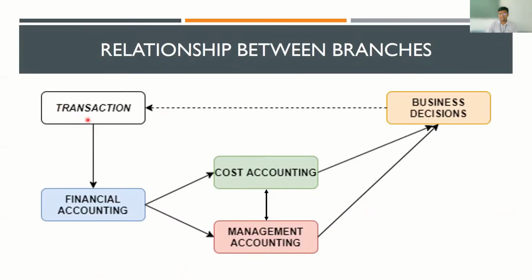As soon as the transaction takes place, the cycle kicks in again. The financial accountant records the transaction and passes the details to the cost accountant and management accountant. They evaluate and give inputs to management. Management will again take decisions and move on. This is how the three branches of accounting are interrelated.